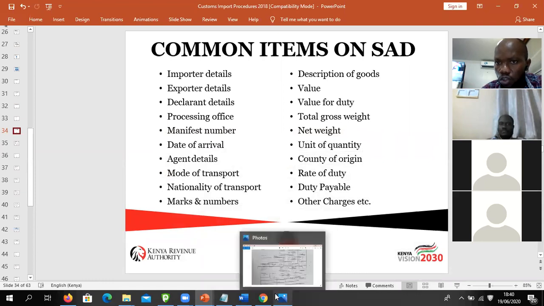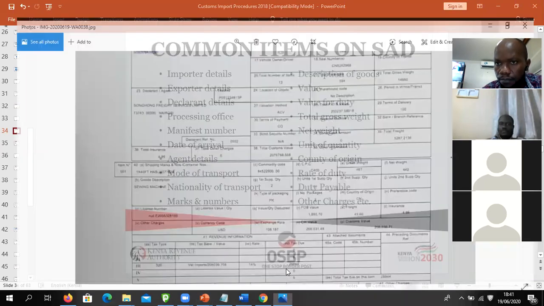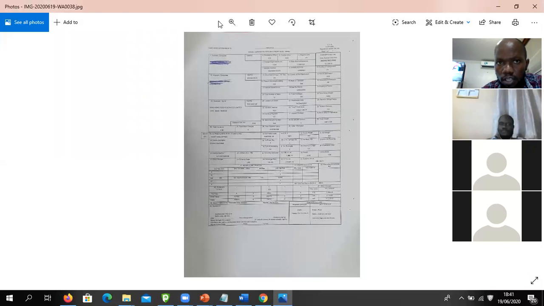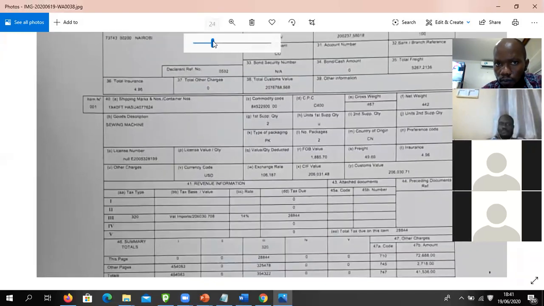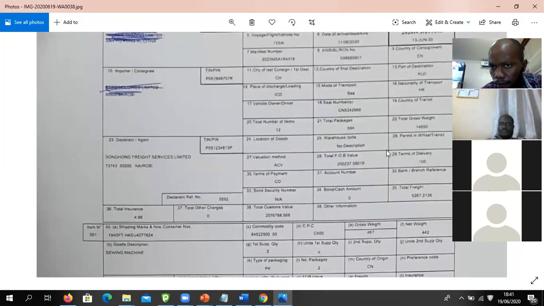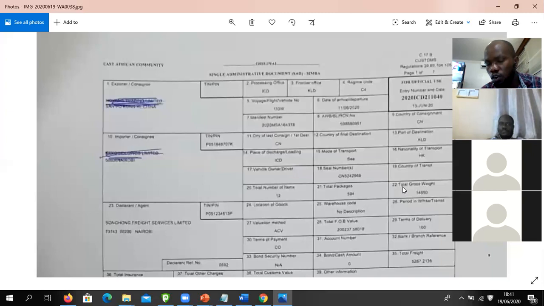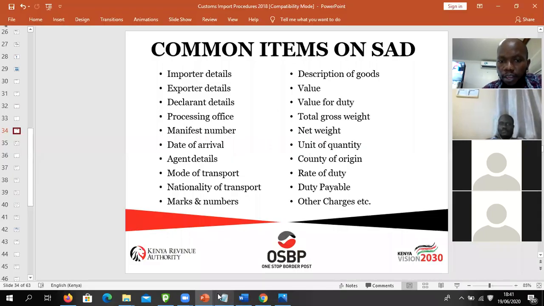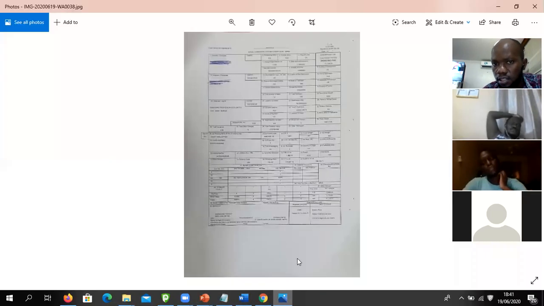We have total gross weight here. Here is the total gross weight. Okay. Are you seeing total gross weight here? Some few columns beneath the entry number. Number 22, column 22. Total gross weight. Then we have net weight. Net weight is also just beneath it.